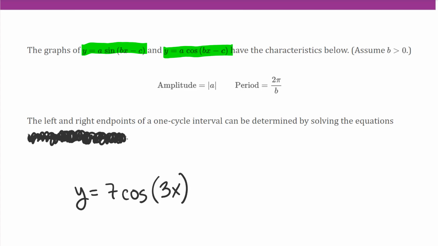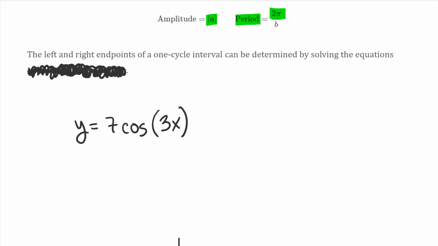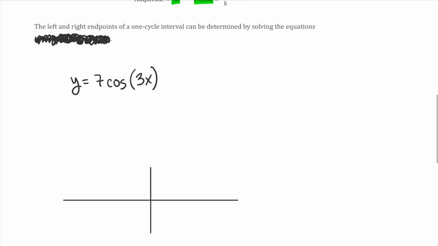So our amplitude is just the absolute value of whatever the a value is. So like the one down there, that's 7. And the period of our function is just going to be 2 pi divided by whatever our b value is. And for the one we have down there, it's 3. So we'd have 2 pi over 3. That's going to be the period of the function.